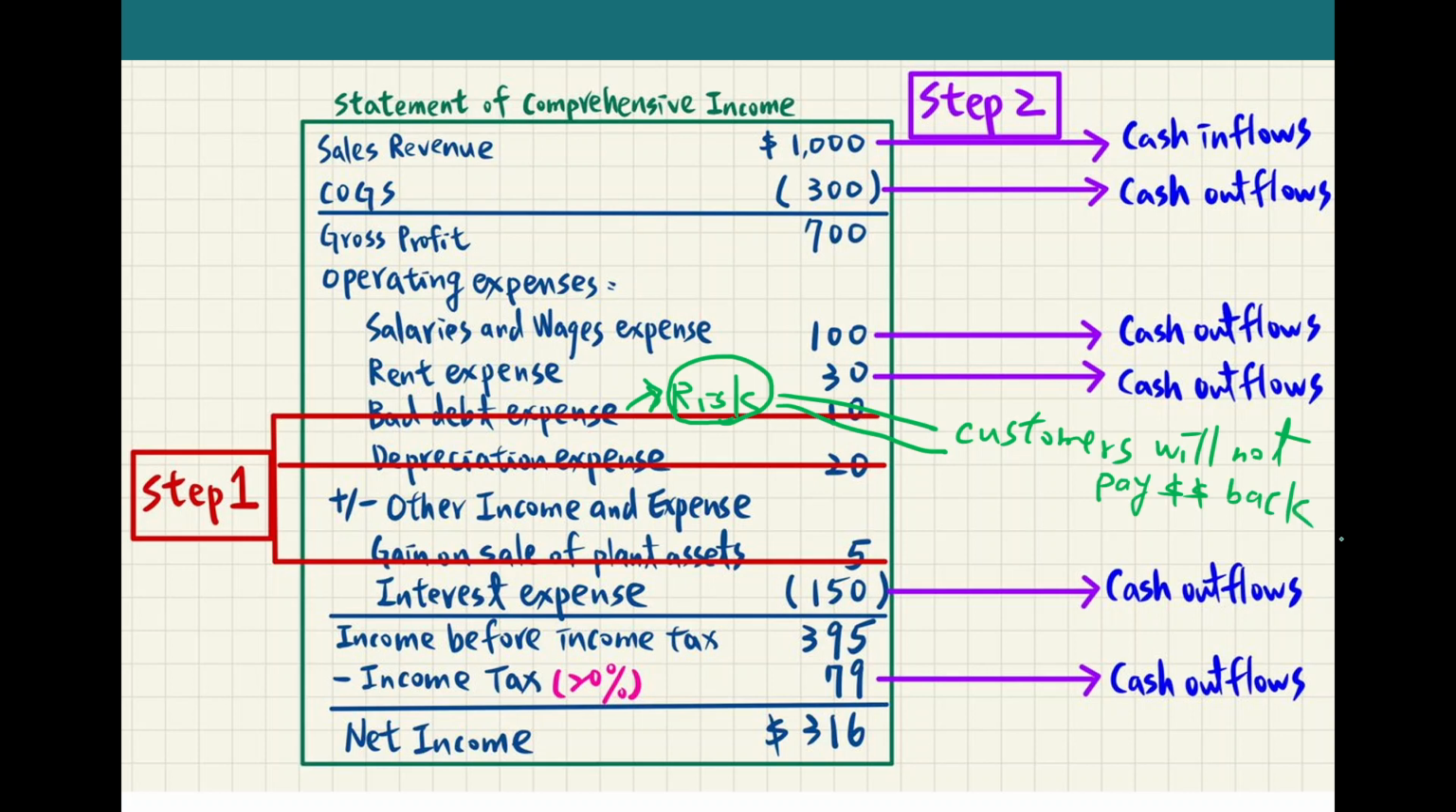Okay, so that's bad debt expense. It tells you about the risk, so nothing about the cash. How about depreciation expense? It tells you about the PPE. So depreciation expense tells you your PPE's value decreases.